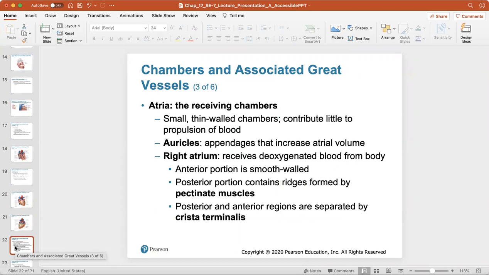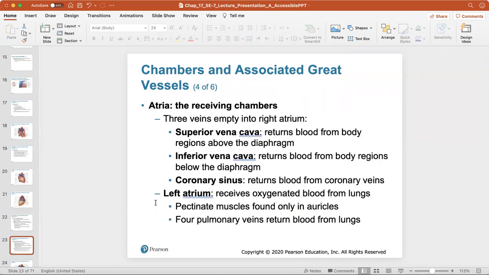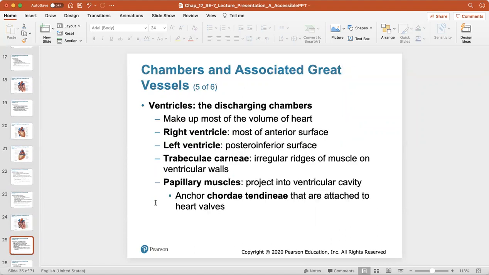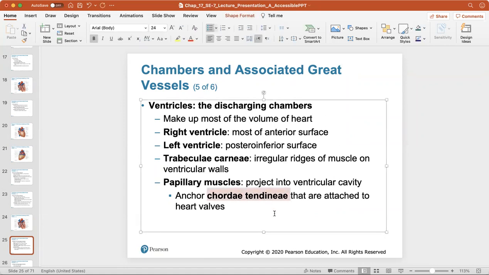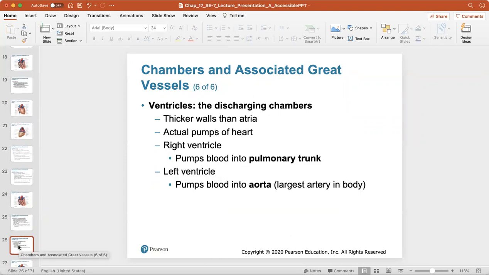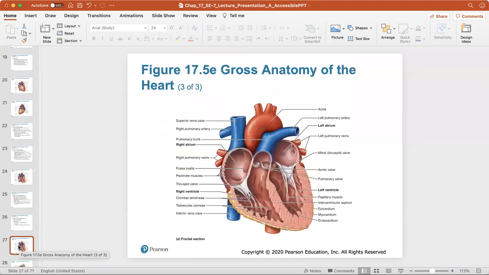So I'm going to go through these a little quicker, but you should review the atria, where they're located, what the auricles are, the pectinate muscles, which are the ridges inside the atria, what veins empty into the right and left atria. And then the ventricles, they are the inferior chambers of the heart. The papillary muscles will anchor the chordae tendineae, which are the little strings that attach to your heart valves. The trabeculae carneae are the irregular ridges on the muscle on the ventricular walls themselves. The ventricles themselves and where they lead to, so where blood goes after they're in the ventricles.